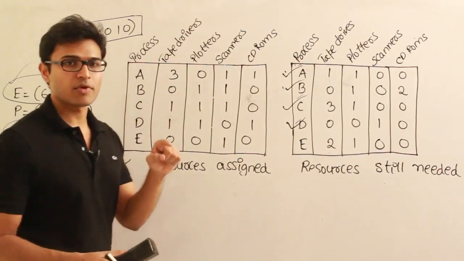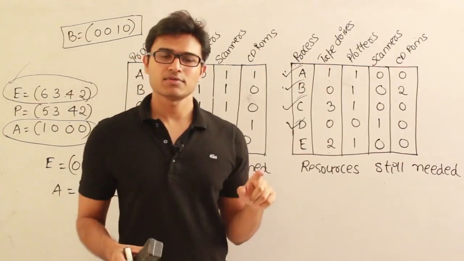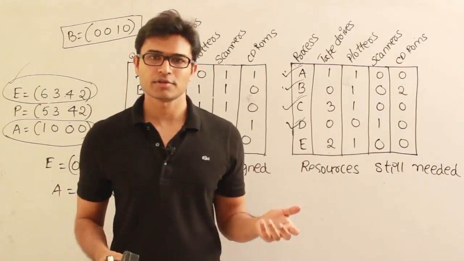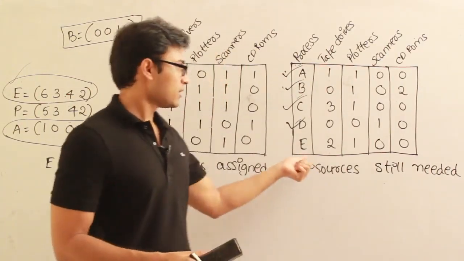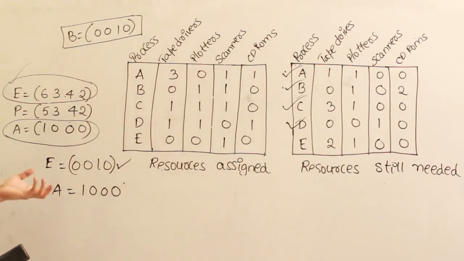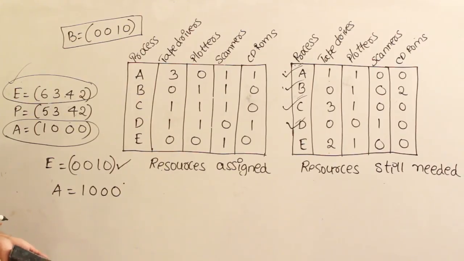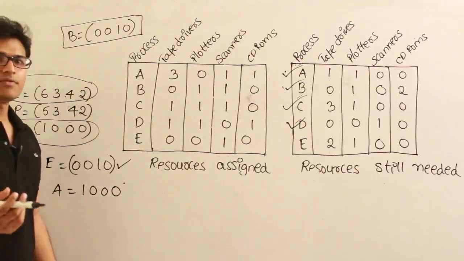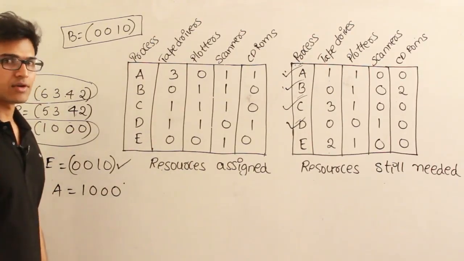Safe means if you are able to find a sequence in which you can satisfy the need of all the processes, then that is safe. But here it turned out to be unsafe. Therefore, we are not able to find a sequence in which we could satisfy the needs, so the system is now unsafe, right? So from this, what you could understand is that an operating system is going to check whether a state is safe or not. If it is safe, it will make the allocation. If it is unsafe, it will not make the allocation.